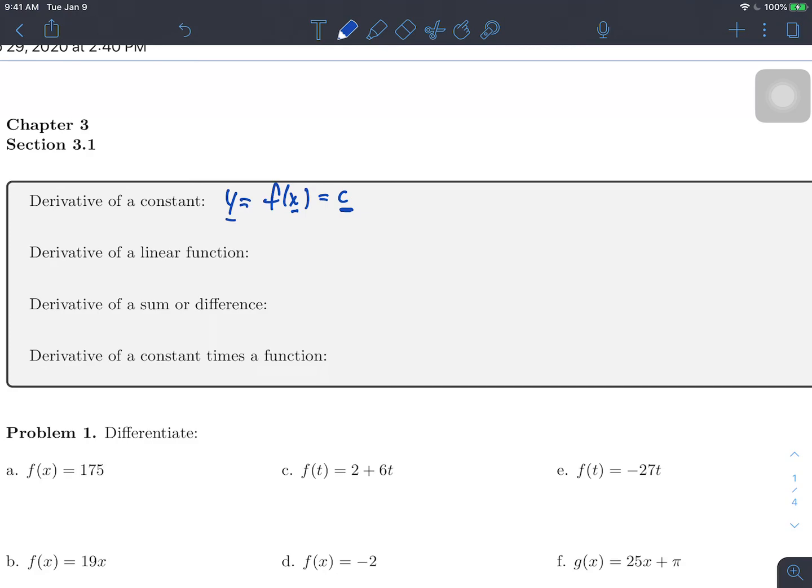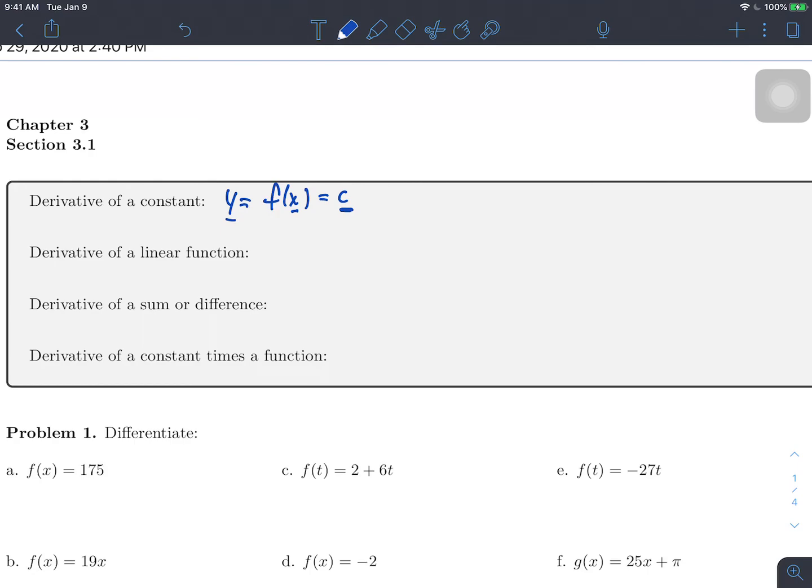Is that y? Like, y equals x? Yes, this says y equals f of x equals c. So c is just some number. It could be like 3, 4, 5, -1, something like that. But it stays constant no matter what. x and y can change all over the place, but c has to stay constant.